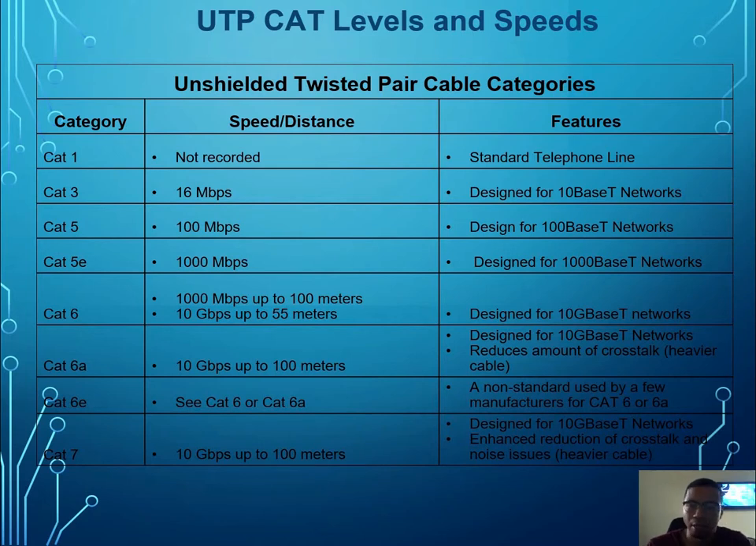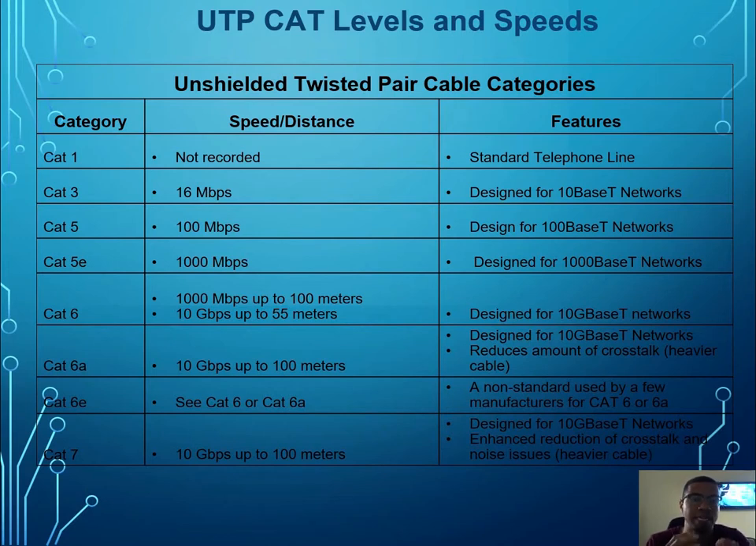For example, Cat 1, standard telephone line. Cat 3 is designed for 10 base T networks. I want you guys to focus on the features for a minute. Cat 3, 5, and 5e. It says 10, 100, and 1,000. So 10 base T networks, 100 base T networks, 1,000 base T networks. Whenever you see that, the number just means how fast it can go.